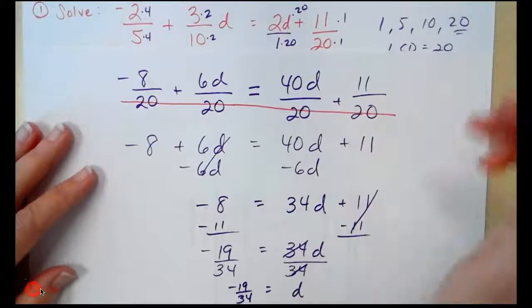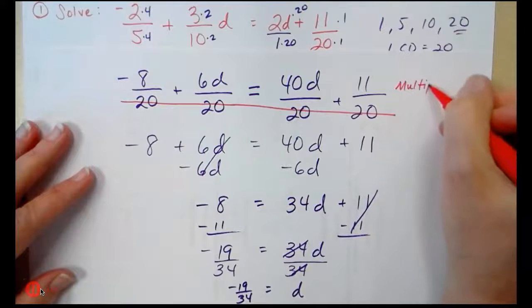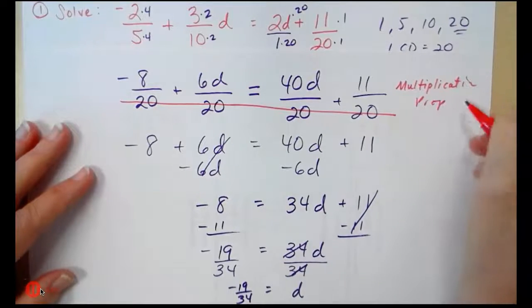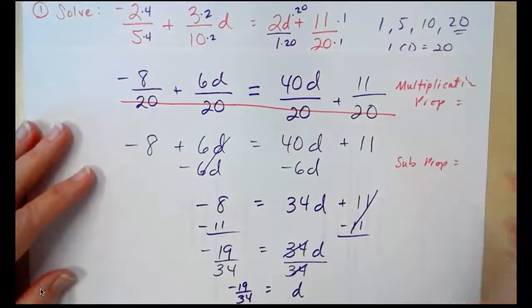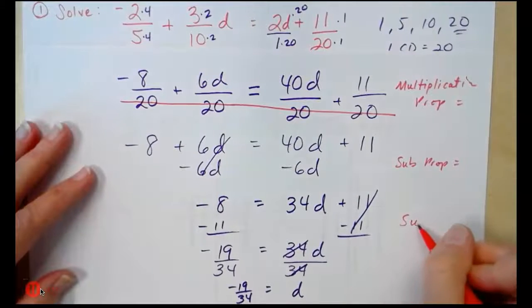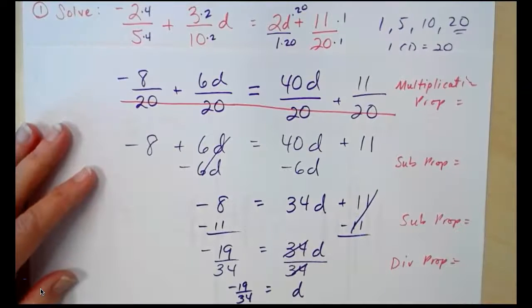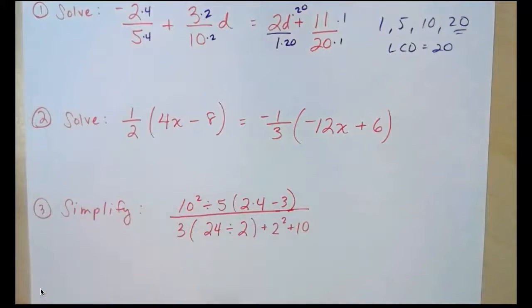When we get our common denominator, we're actually using the multiplication property of equality. Next, the subtraction property of equality. Next, the subtraction property of equality. And lastly, the division property of equality. Justifying our steps all the way down the problem. That is number 1. Number 2, solve.